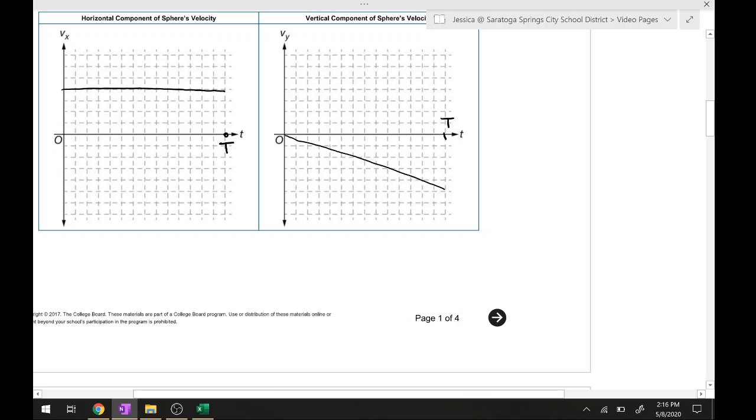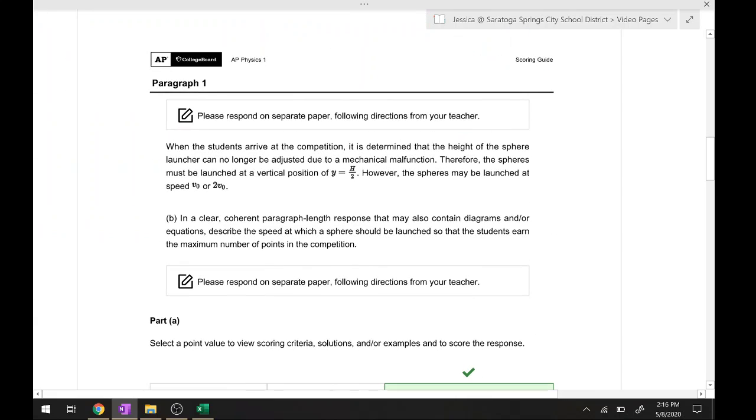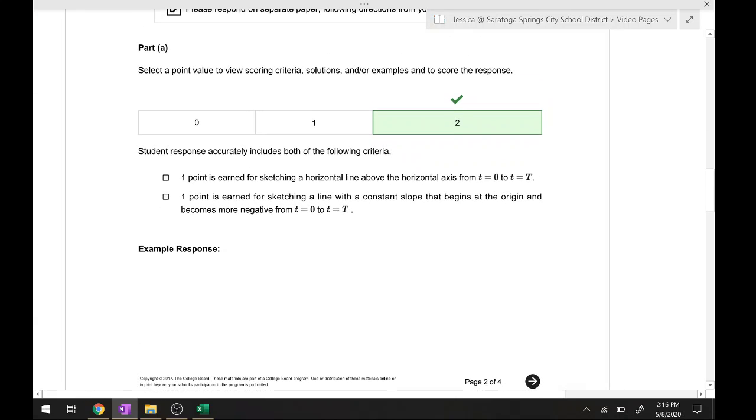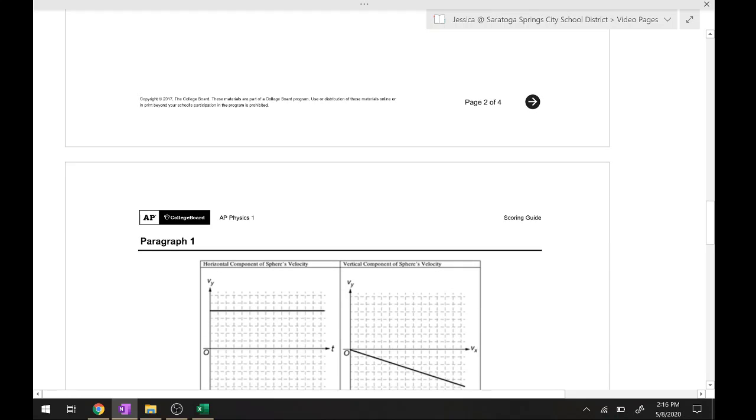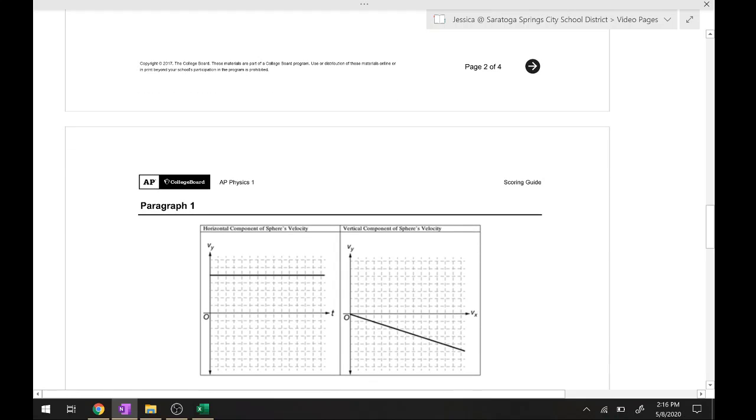Okay? So let's go ahead and check the scoring guide and make sure I get those points. So I get 1 point for sketching a horizontal line above the axis. I did that. And 1 point for sketching the line with a constant slope that begins at the origin and becomes more negative. I did that. And their example responses are pretty much exactly what I drew.